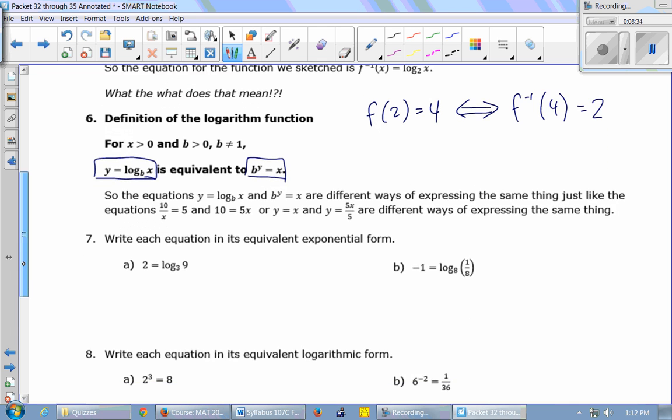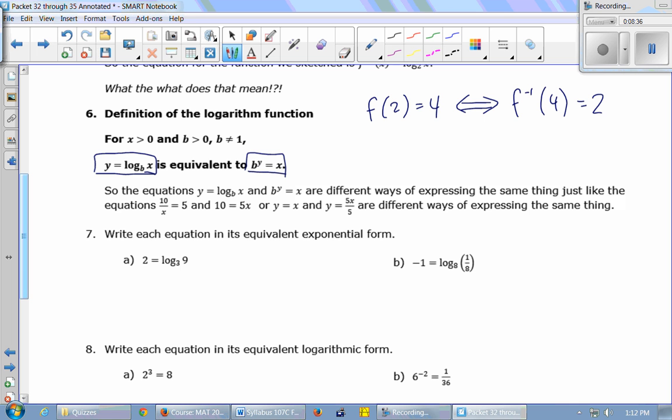All right, we'll do some examples. You'll see it. So the equations y equals log base b of x and b to the y equals x are different ways of expressing the same thing. Just like saying 10 over x equals 5 and 10 equals 5x are the same, or y equals x and y equals 5x over 5. Those are different ways of expressing the same thing.